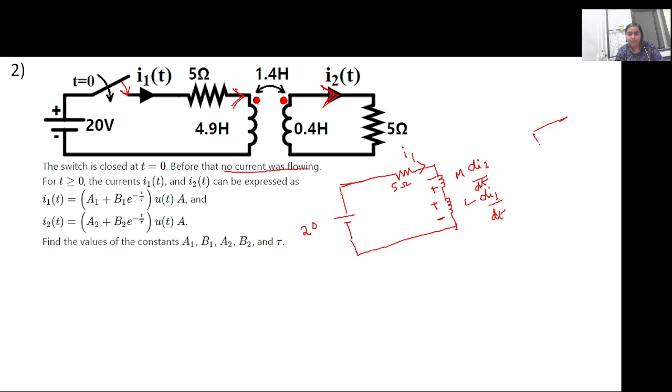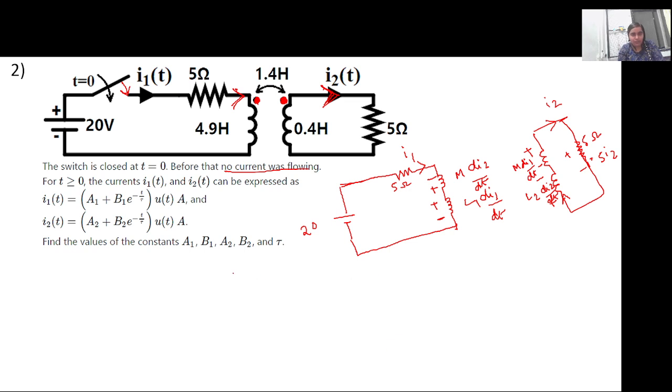And the secondary of the circuit would be, if this is I2 and this is 5 ohm, the voltage drop across this will be minus 5 I2, and the current will enter here. So the self inductance will be L2 di2 by dt, and the mutual inductance will be with the opposite sign, M di1 by dt. We used to solve like this, but now we will do the same thing in the frequency domain.